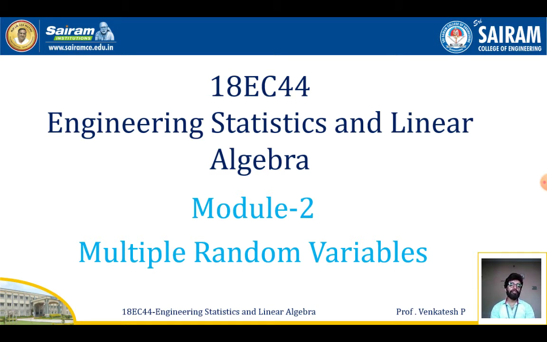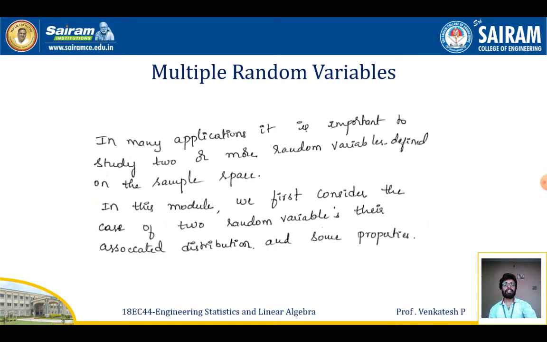Multiple random variables, in the sense that if we are dealing with two or more random variables for the same sample space, we can call them multiple random variables. So we'll see one by one. The first one is what is meant by multiple random variables. In many applications, it is important to study two or more random variables defined on the same sample space.